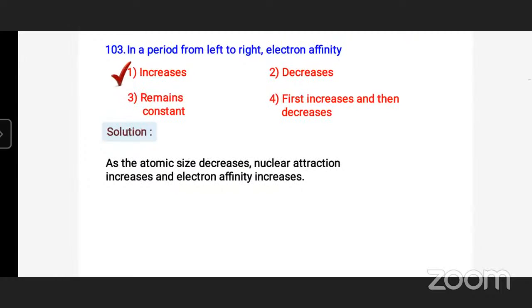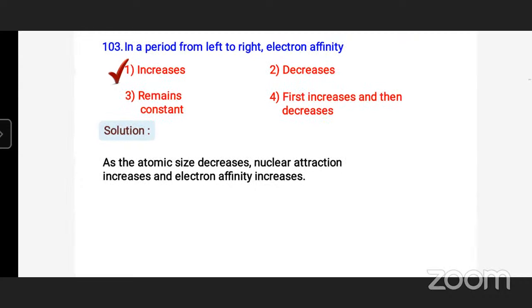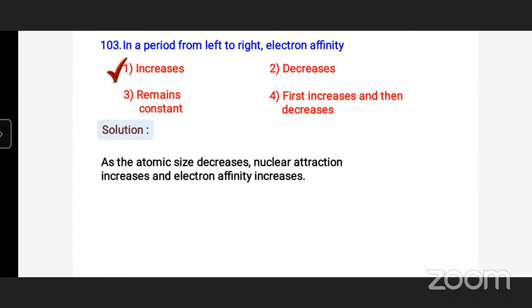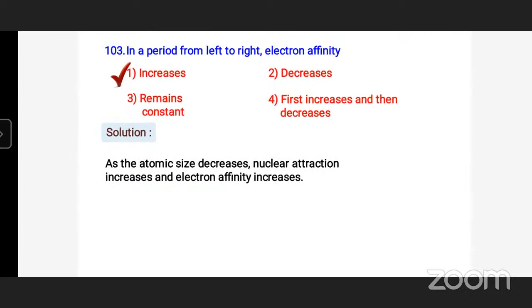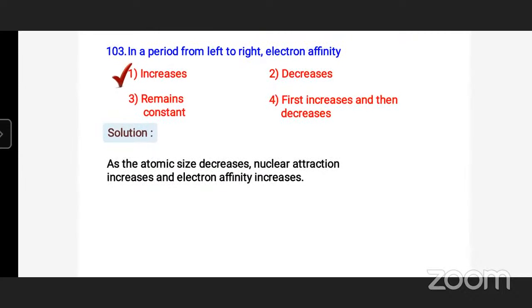Next, in a period from left to right, electron affinity in a period: number one, increases. Number two, decreases. Number three, remains constant. Number four, first increases and then decreases. Here, as the atomic size decreases in a period from left to right, nuclear attraction of the valence shell increases and electron affinity also increases.